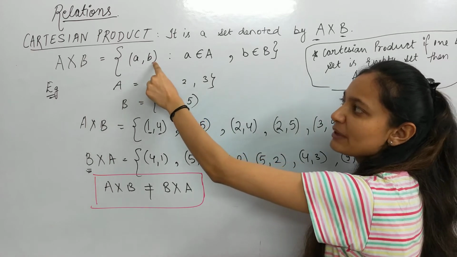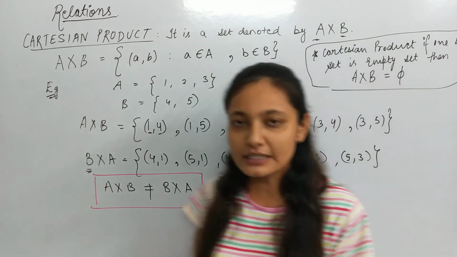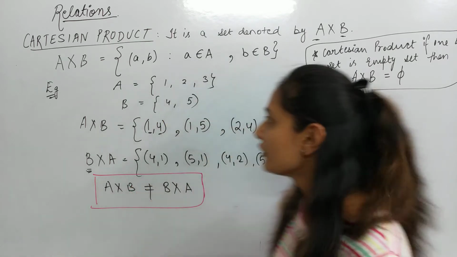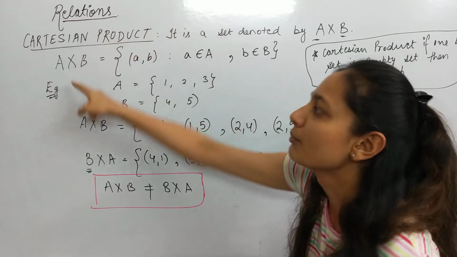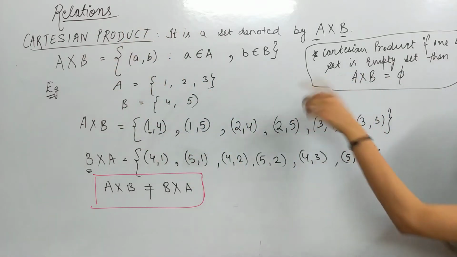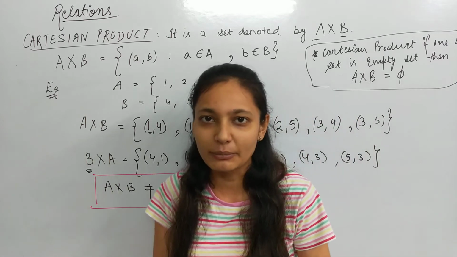If the second set is empty, then you cannot write an element from the second set, because in that other set there is no element. So if there is no element, you cannot write an ordered pair. If you cannot write an ordered pair, you cannot form the Cartesian product. So A cross B will be the empty set if any one of the sets is empty.